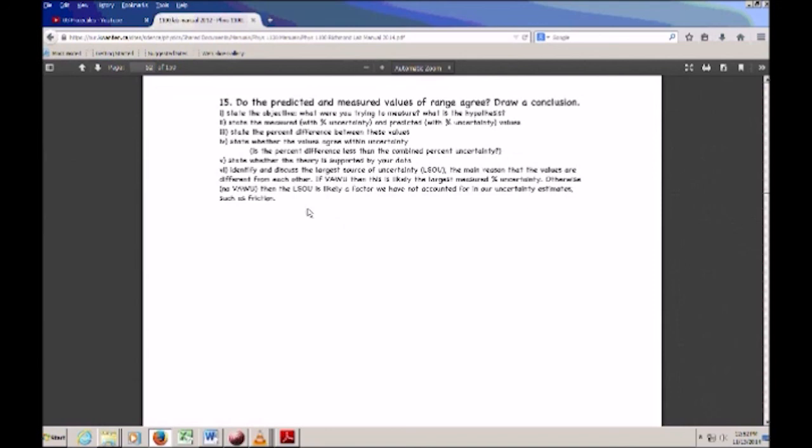So something like friction or air resistance, or maybe the track wobbled or something. In general, pick one thing. Choose the one thing you think is most likely to be your largest source of uncertainty.